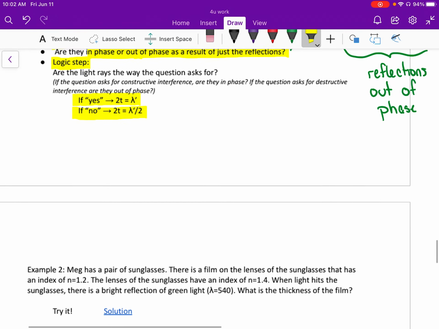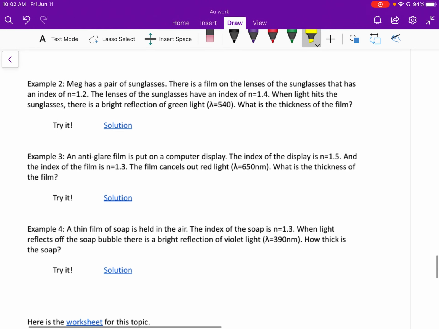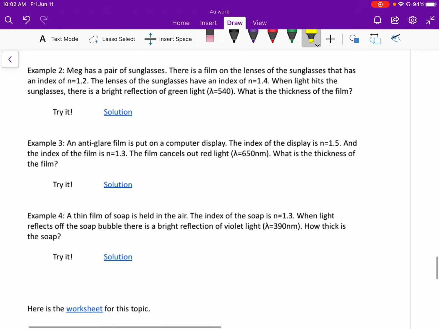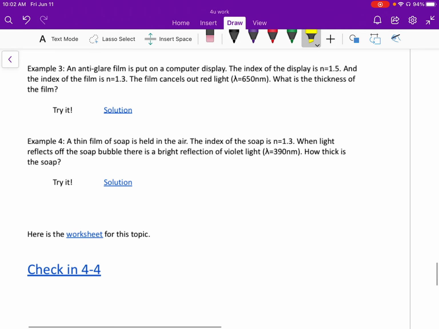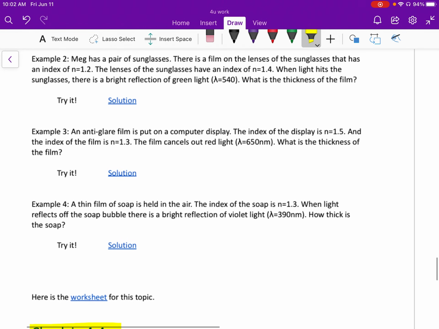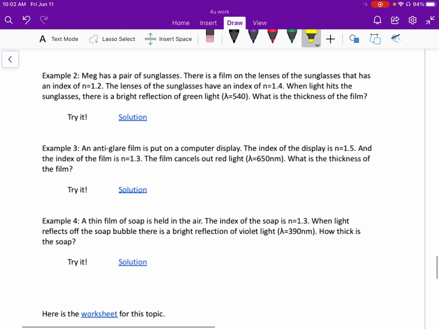That's been a lot of talking, so I think I'm going to stop there, but we've got 4 examples for you to try. Sorry, 3 examples for you to try. We've already done one. A worksheet with just thin film questions, and then one check-in related to this. So take your time, go through the examples. I think once you try the examples, it'll click: this algorithm, look at the ends, calculate the lambda prime. Are they the way the question asked for? Once you've done it a couple times or watched me do it a couple times, I think it'll click.